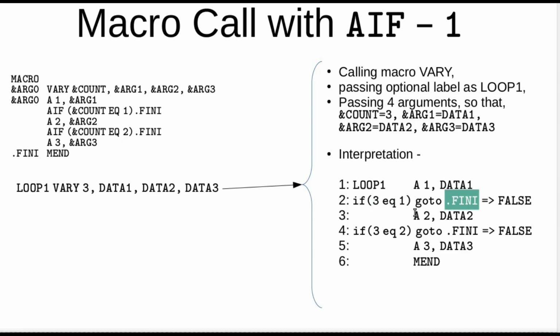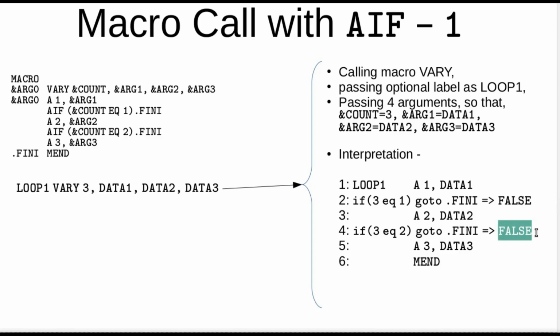And the next instruction says nothing but a2 data 2, because a2 &arg2 can be simply replaced by data 2. So the next instruction says a2 data 2. After that, again we have another AIF statement which says AIF &count eq 2 .FINI. That can be again interpreted as if the value of count is equal to 2, then go to .FINI. But in this case again the value of count has not changed. We have passed the value 3 to it, right? So 3 is not equal to 2 again, right? So this whole thing is again false.